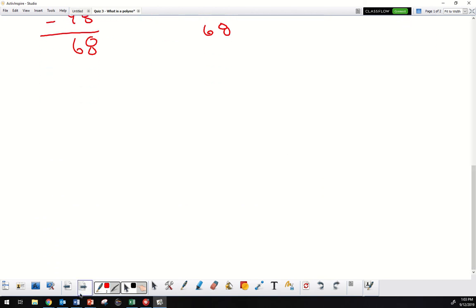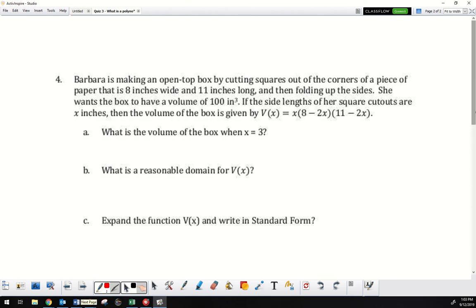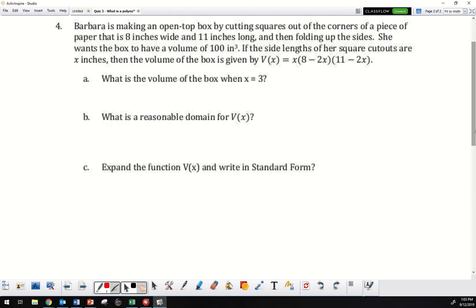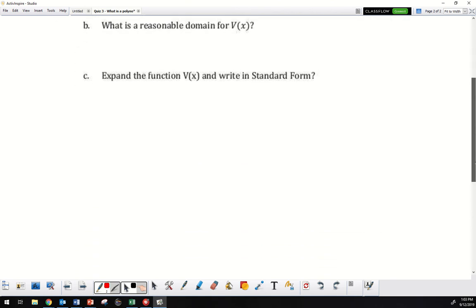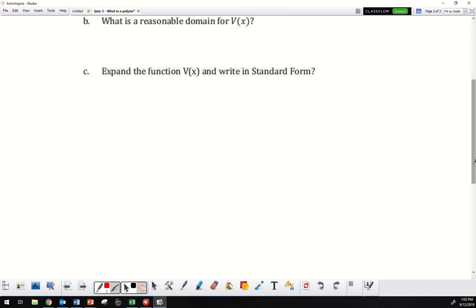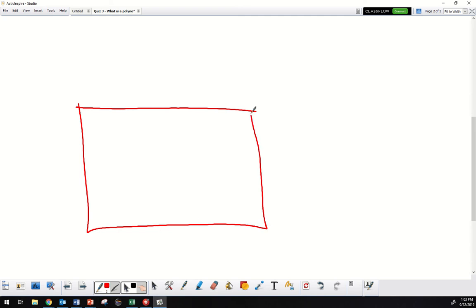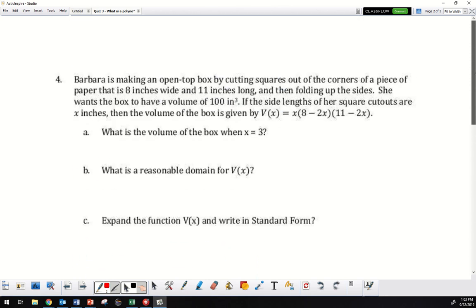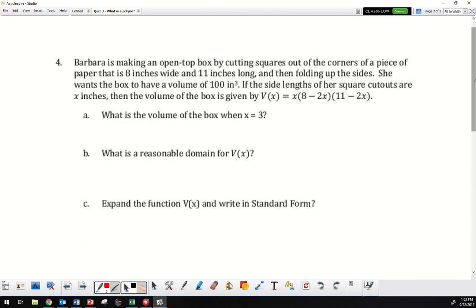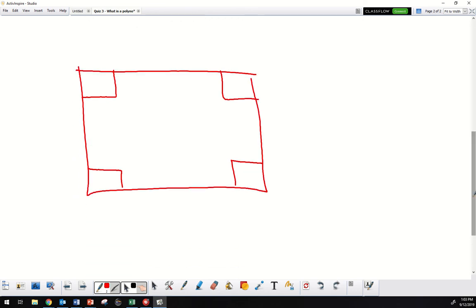All right, let's look at the last one here. Barbara's making a box with an open top by cutting out squares on the corners. We did problems like this and you had several of them. So I'm going to draw a box down here. I'm cutting out corners. Whenever you do this, if you draw a diagram, it always helps you. The piece of paper is 8 inches by 11 inches.